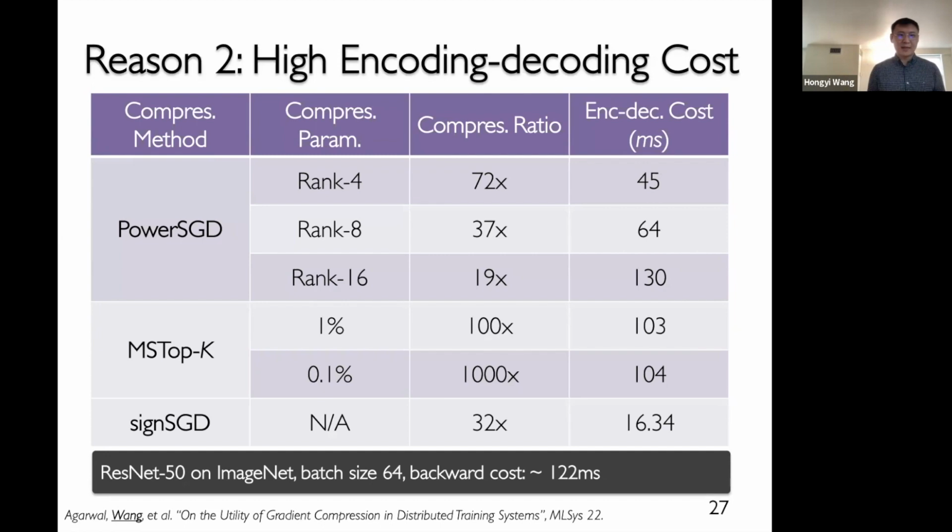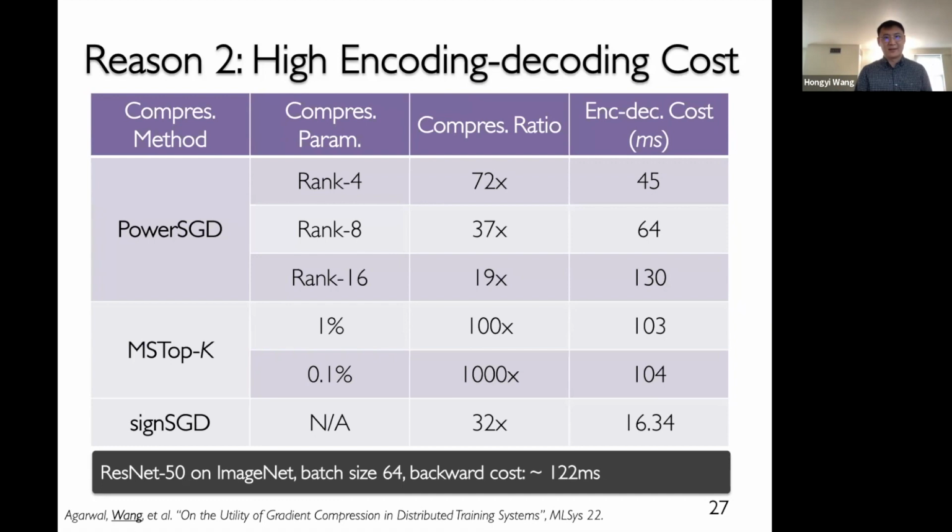Sometimes if you look at MS-top-K, or in PowerSGD if you want to use a higher rank, it's actually not that fast. Imagine that for ResNet-50, the backward cost is only a little more than 100 milliseconds, but sometimes the encoding and decoding cost can be comparable to that. So you are adding a lot of extra computation, trading in more computation to attain some communication savings. That's why sometimes the extra computation can dwarf the communication saving from communicating fewer bits across the cluster.